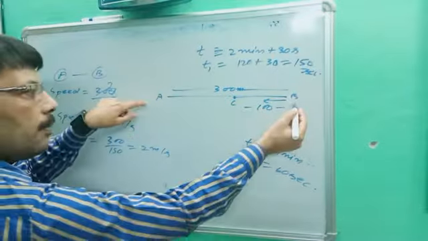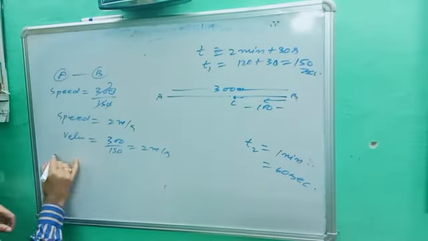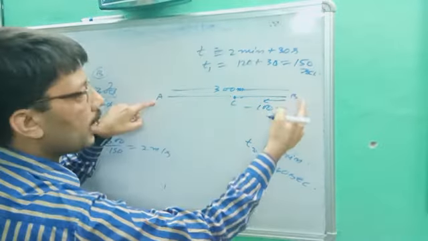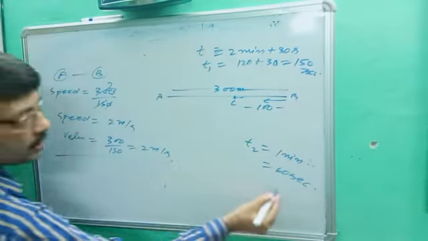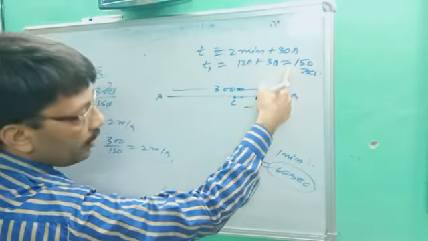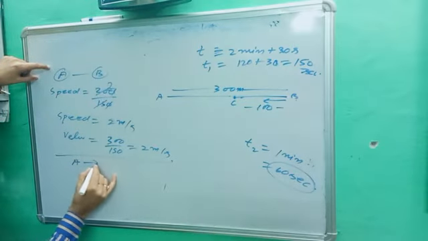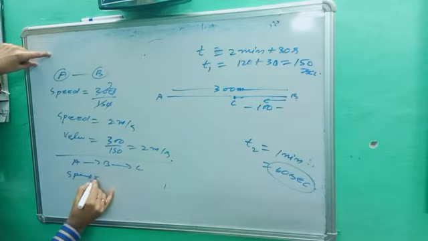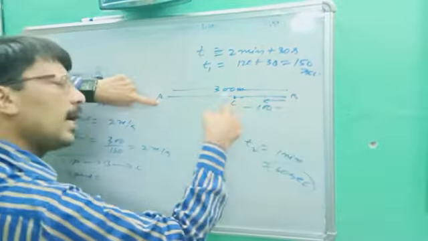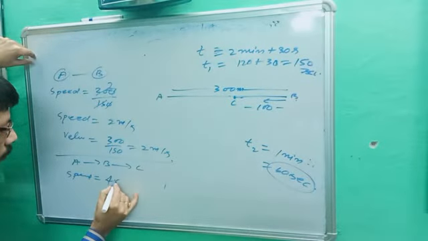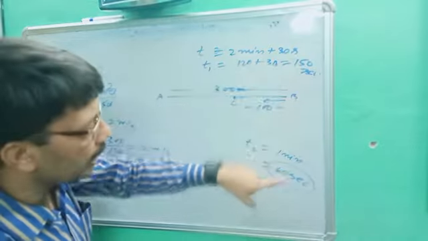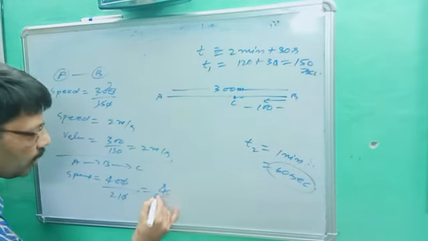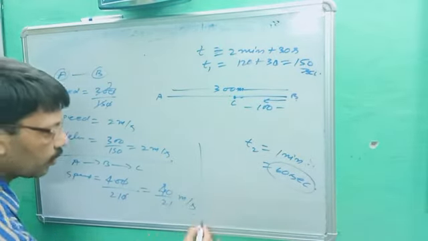If he goes back from B to C, then what will be the total? He went from A to B and again back from B to C, and it takes 60 seconds, so that was 150 plus 60. That is the trick. Speed is equal to distance. How much distance did he travel? 300, again back 100, so it becomes 400 upon the time taken, 150 plus 60, which is 210. Cancel out, it becomes 40 upon 21 meters per second. This is the speed.